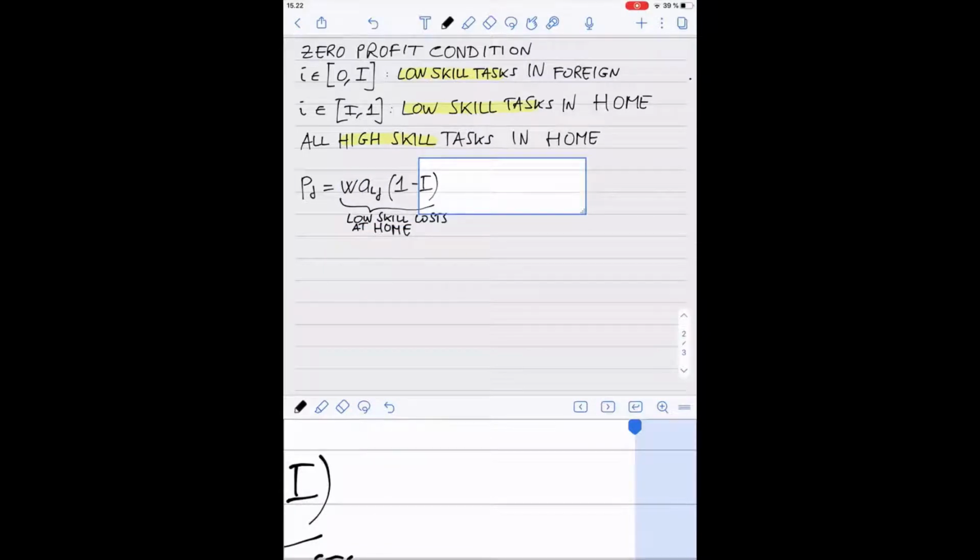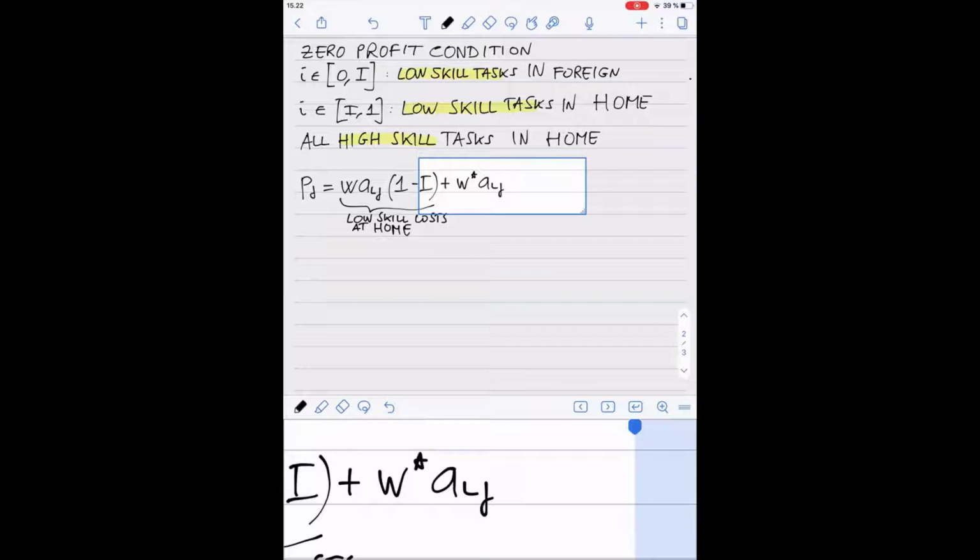Then what do we have? Well, what we have is the low skill tasks abroad. How much do we pay for those? Well, we pay the foreign wage W star times ALJ, that's a unit labor requirement abroad. But then we're going to pay the offshoring costs.